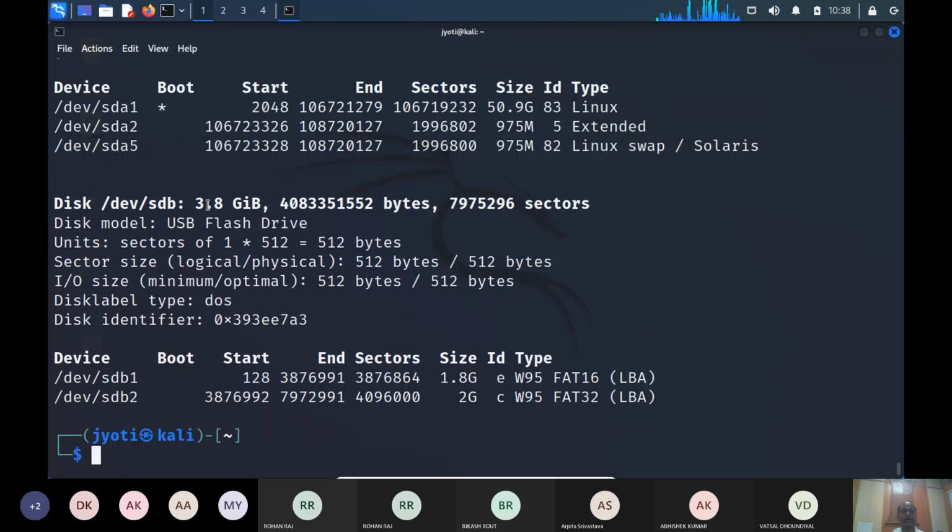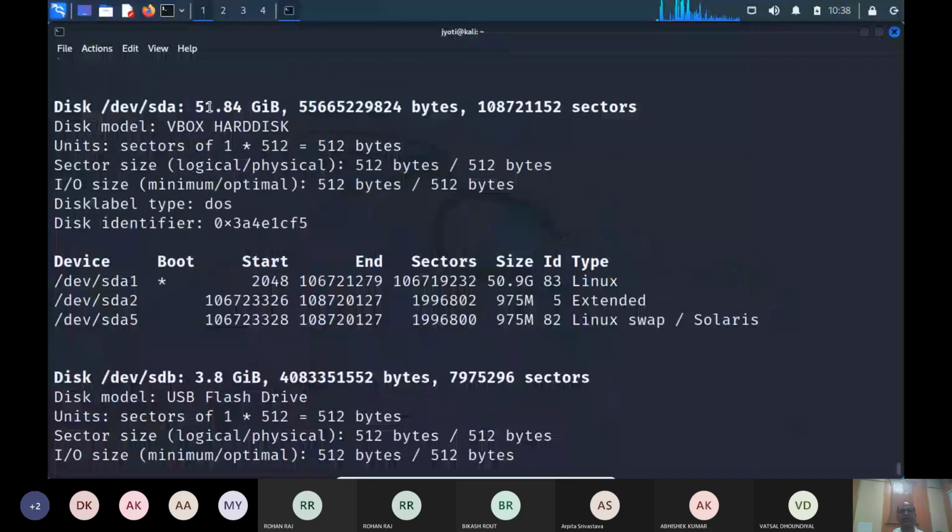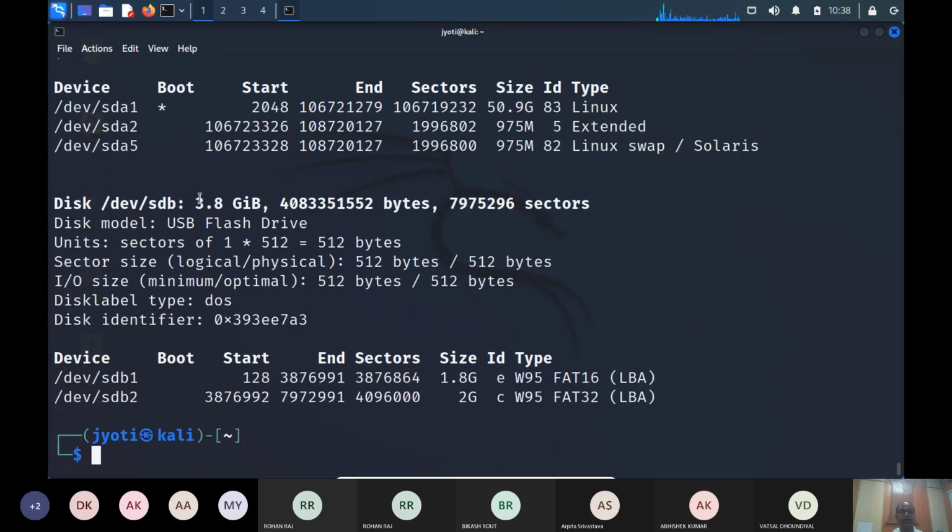Now you can see, so this is my hard drive. This one is the hard drive. So it's a VBox hard drive. And here I have around, I think, 50 GB of space. So 51.8 GB of space on the hard drive. So in VirtualBox basically. And we have three partitions: Linux, extended and Linux swap. So this is sdb1, 2, and 5. And then this is my pen drive, 3.8 GB of pen drive.